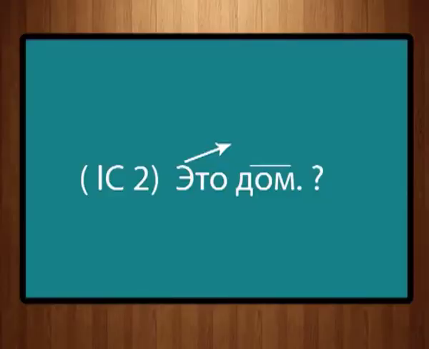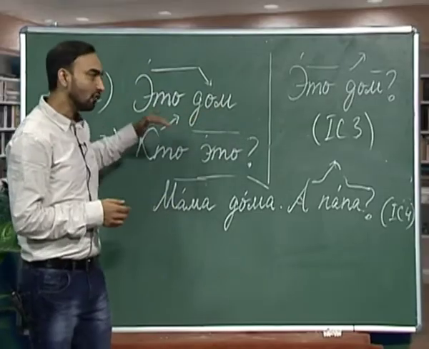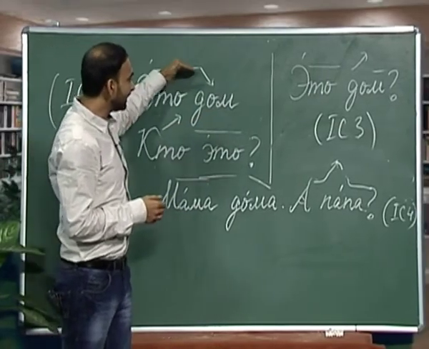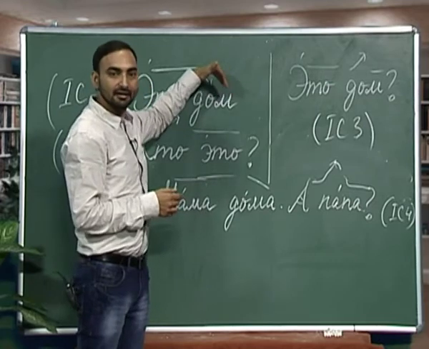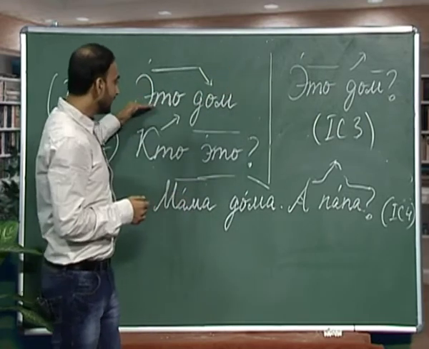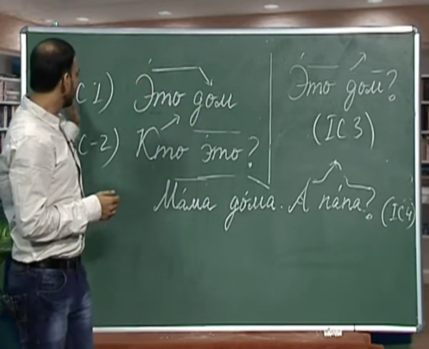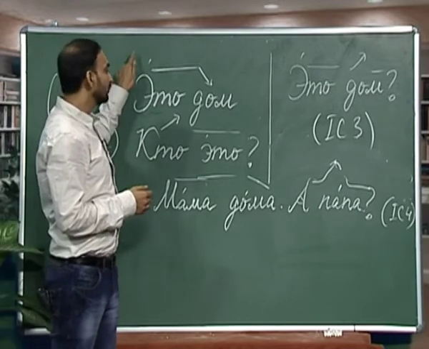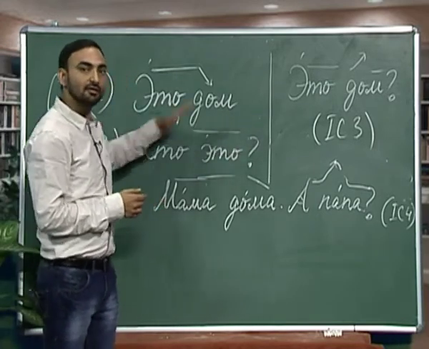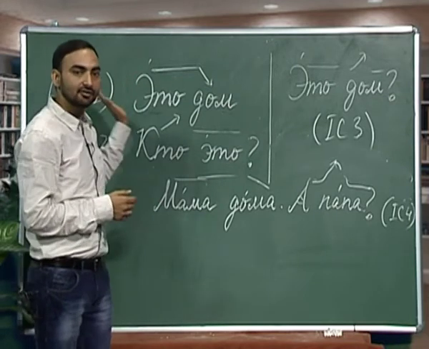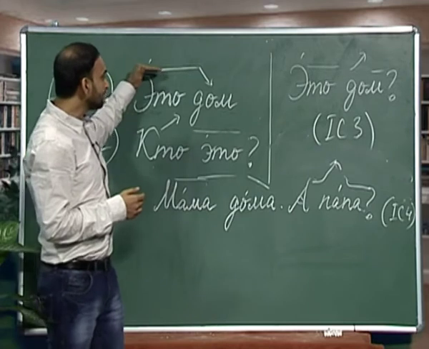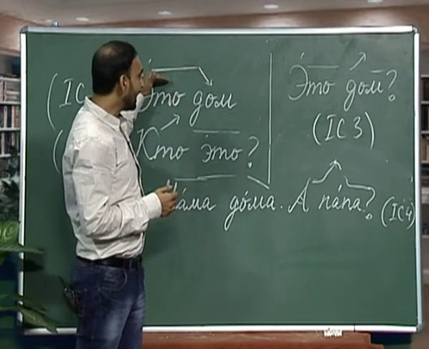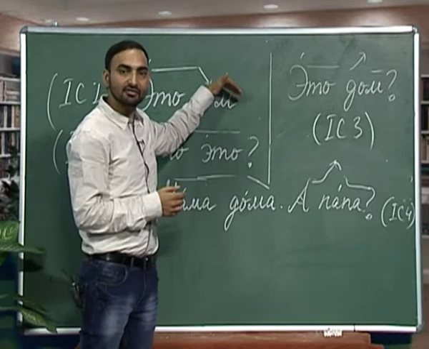So, the first sentence is "Это дом". What happens is the pitch normally falls towards the last stressed syllable, "Это дом", and this is called intonation construction 1. So, normally in narrative sentences we follow this type of intonation construction, in which it starts with the middle tone and it falls towards the last stressed syllable.